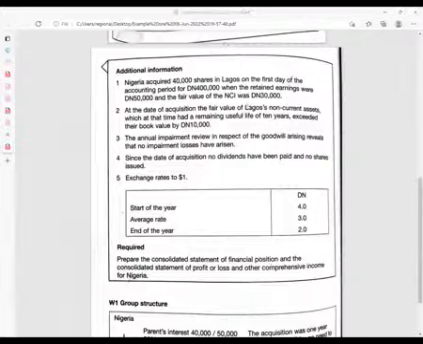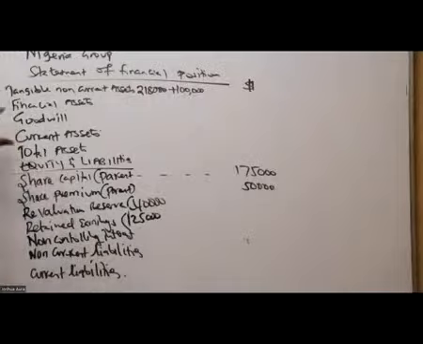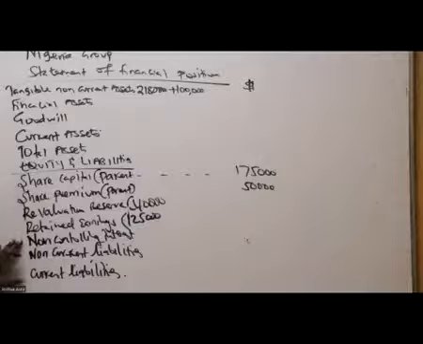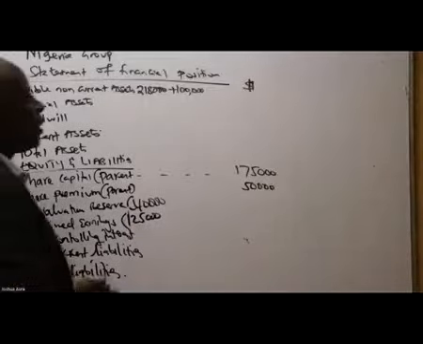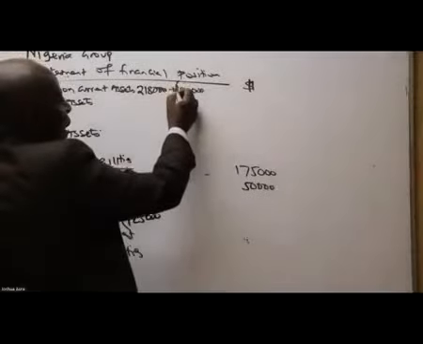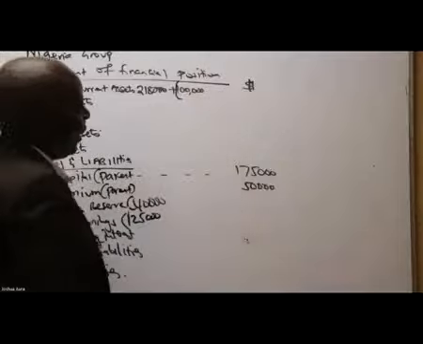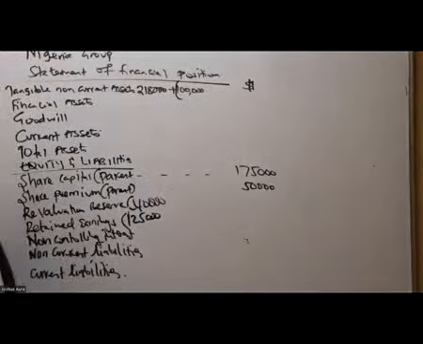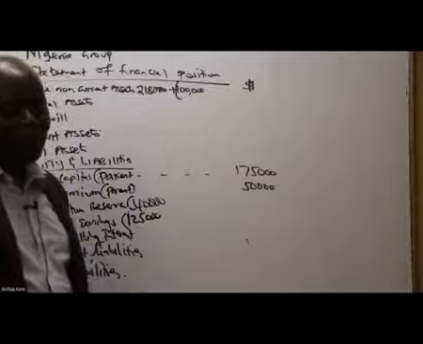The closing rate. Always for the balance sheet, assets and liabilities, you shall use what we call the closing rate to translate. So the question is, should I divide 100,000 by the 2 or multiply?